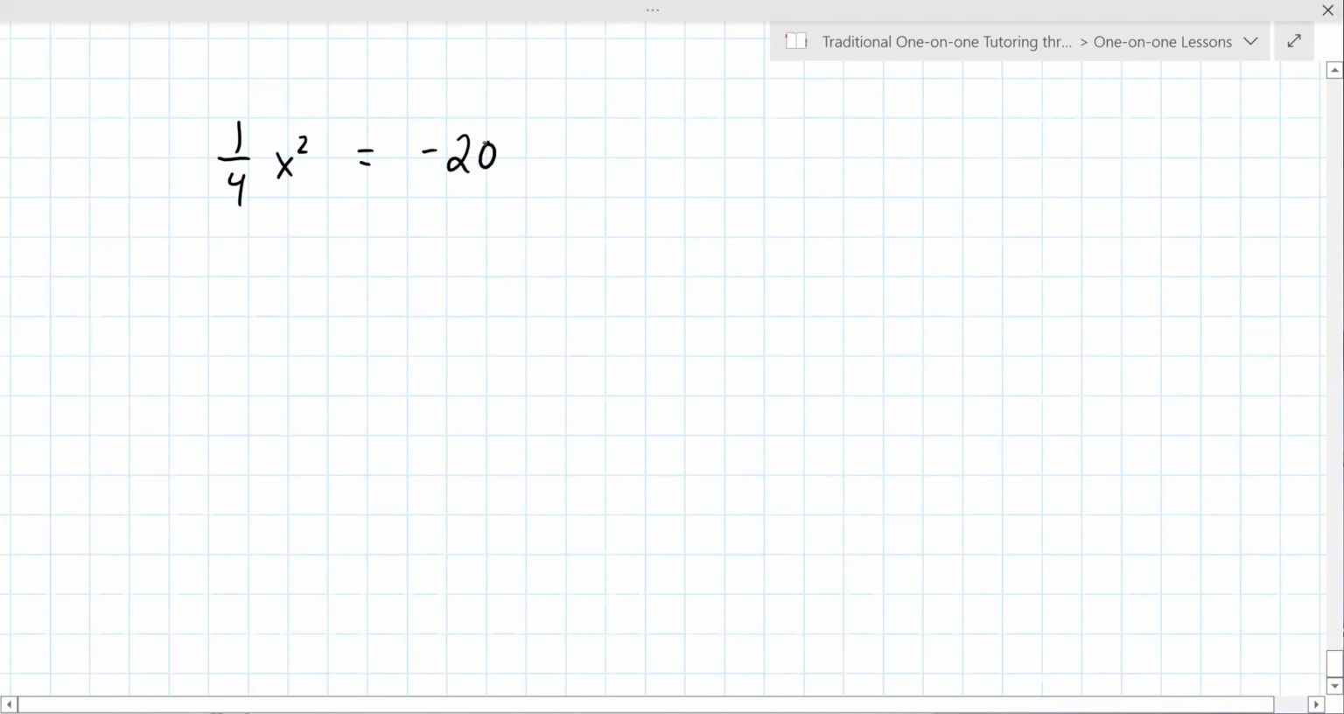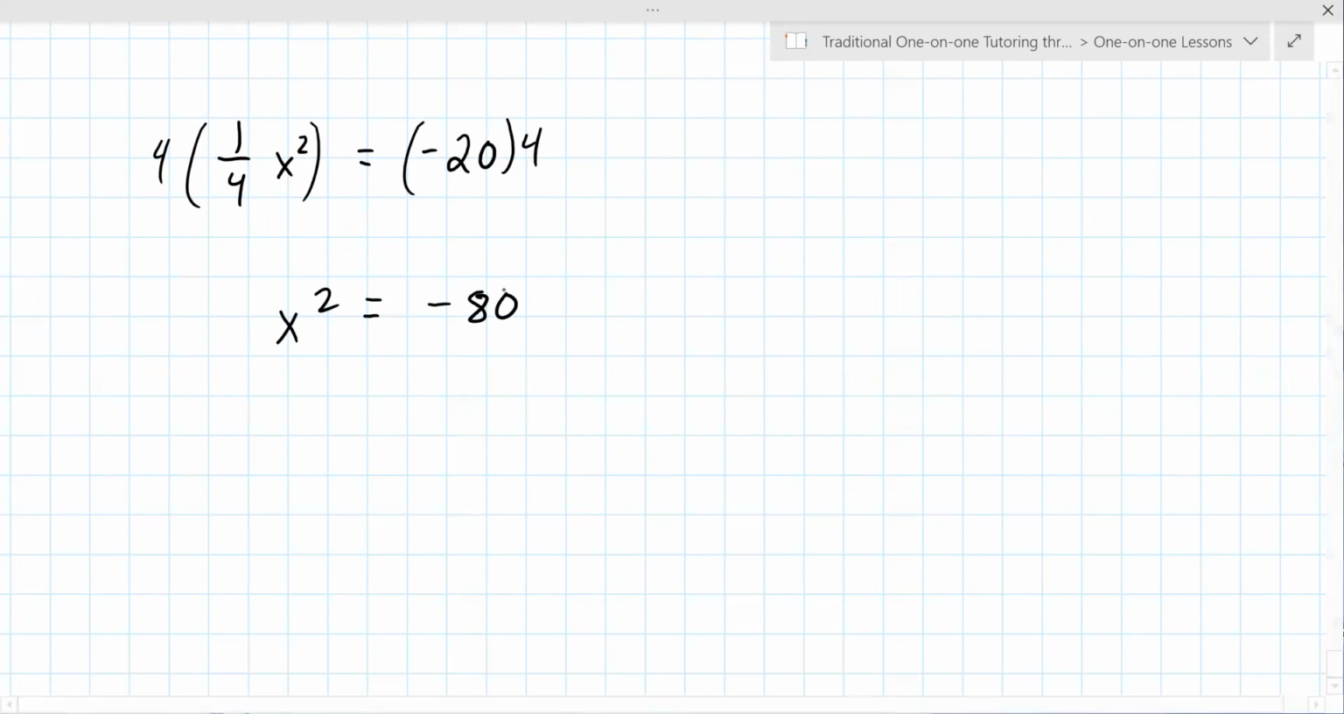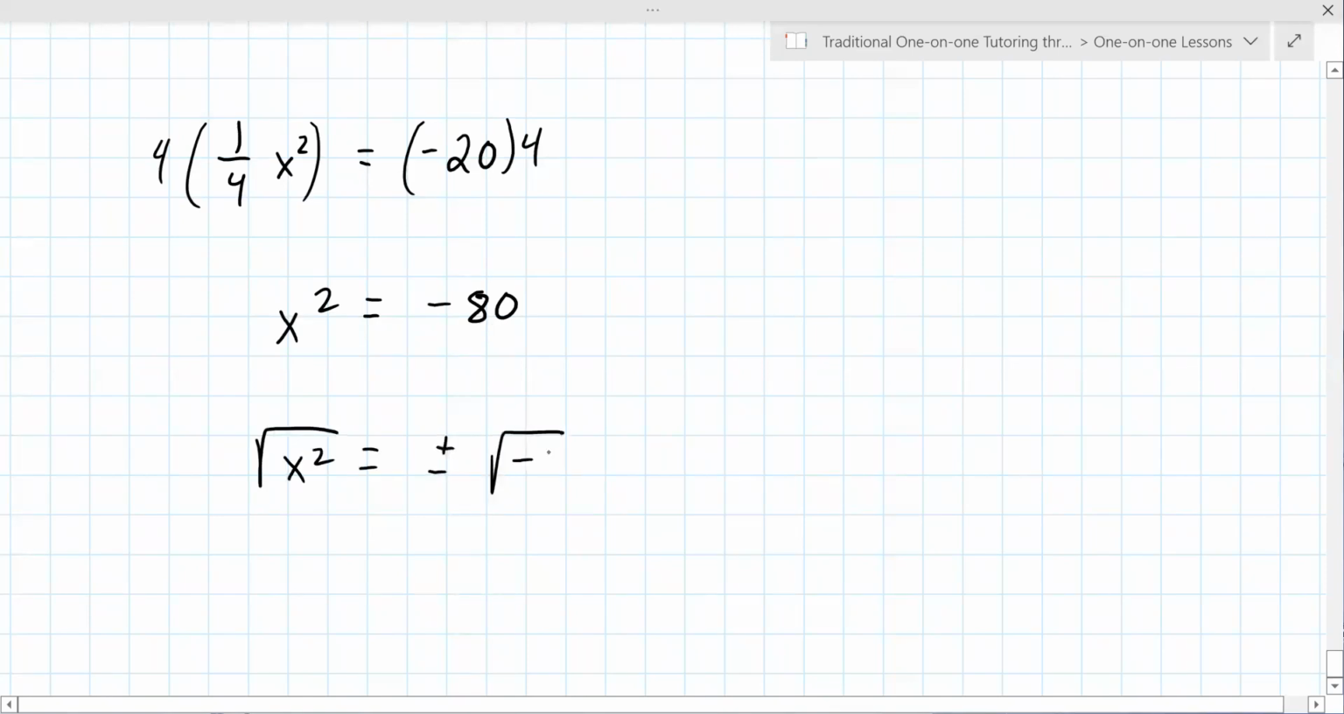Right, so what is the first thing to do here? We want to isolate the x squared. So you would multiply 4 by both sides. Yes. So that becomes x squared equals -80. And from here, how do you get x alone? It's kind of alone, but it's got this square here. You've got to get rid of that. How do you undo a square? You square root it. Yeah, so square root of x squared equals plus or minus square root of -80.